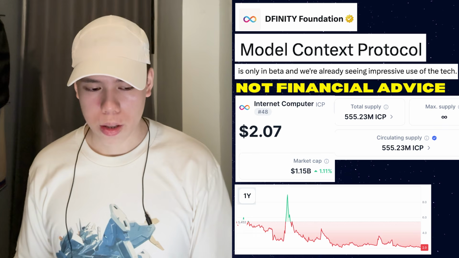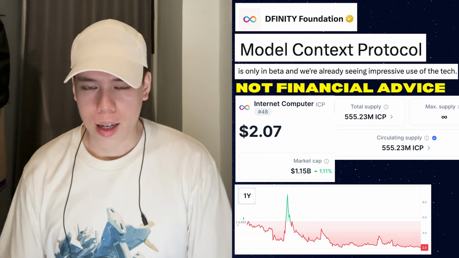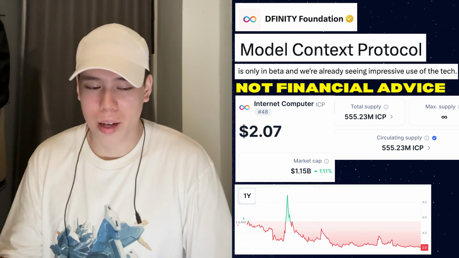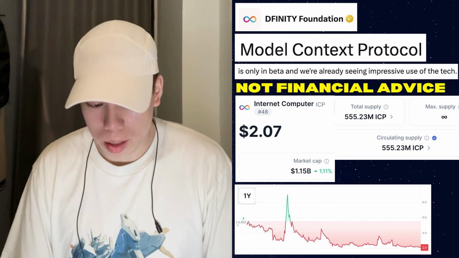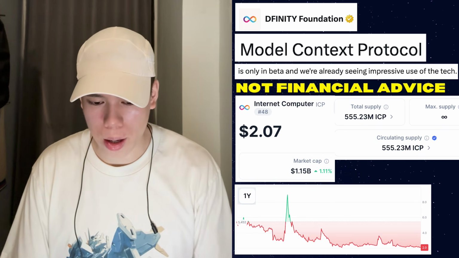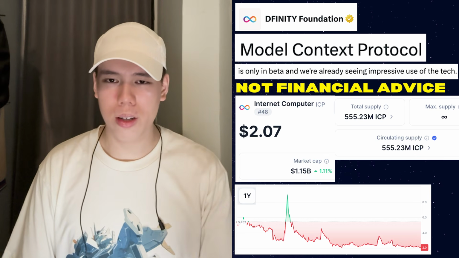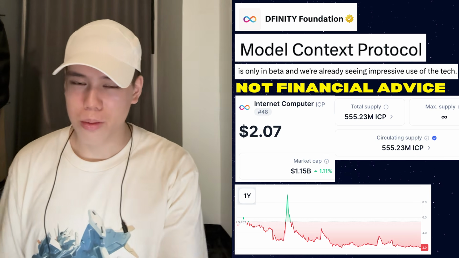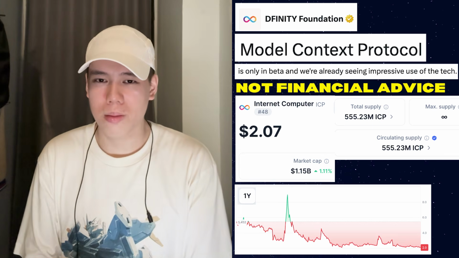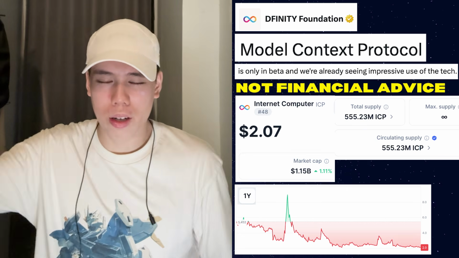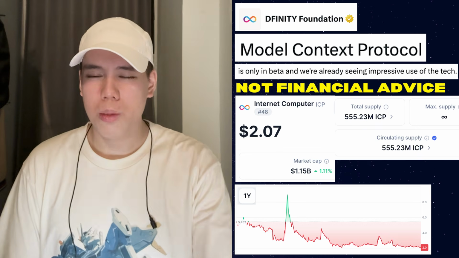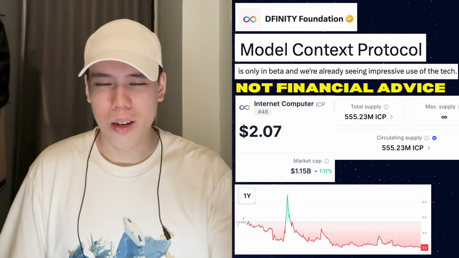So again, if I see a post by Dfinity saying the Model Context Protocol is only in beta, basically in the testing phase, and they're already seeing impressive use of the technology, it showcases to me that even in the testing phase, things are seemingly already pretty good. And if things are pretty good, usually the full-on launch could very well be near in some cases. It's like if the test drive went so well, usually the client tries to buy the vehicle. That's what I've realized. So when it comes to Dfinity, they're not playing around.